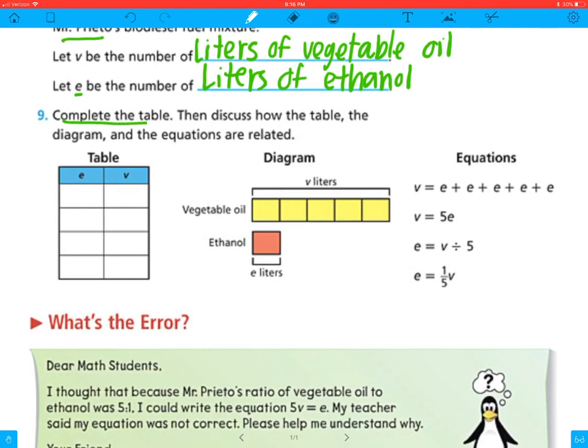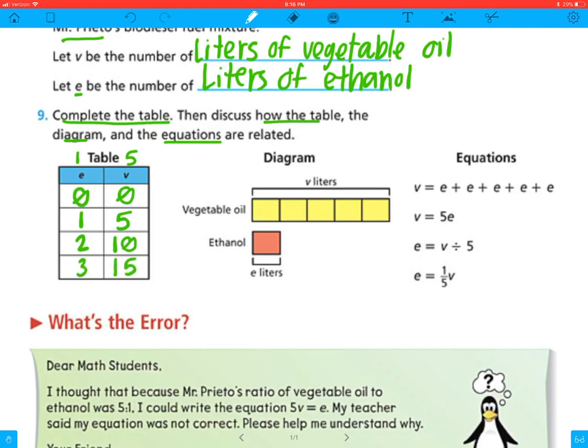So in the table, the E will stand for the ethanol, and the V will stand for the vegetable oil. I'll fill out the first one, and we're going to fill it out with the 0 for the ethanol. So the vegetable oil will be 0. If I fill out the E with 1, the vegetable oil will be 5. That's because it's 5 per 1. So you fill out the next 2 with 2 liters of ethanol and 3 liters of ethanol.